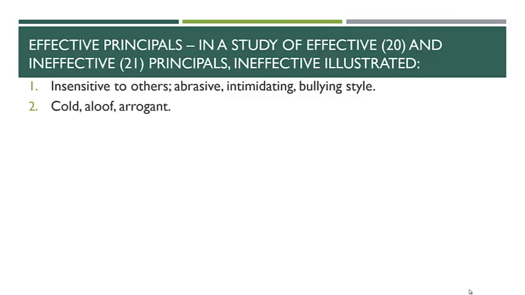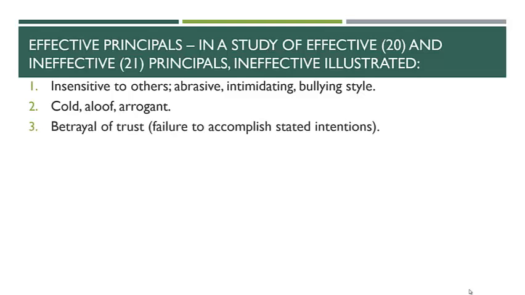Number two, they were cold, aloof, and arrogant. Number three, there was a betrayal of trust, a failure to accomplish the stated intention. Do not make a promise or a statement to someone that you cannot fulfill. Otherwise, that betrayal of trust will set in. Okay? Even if it's an innocent statement, it will set in.